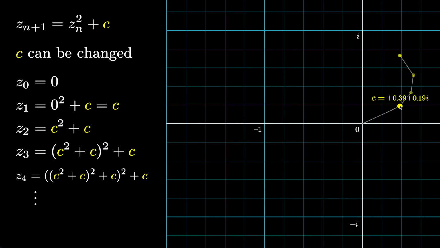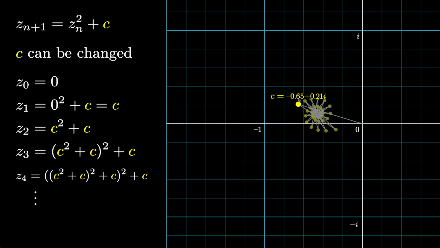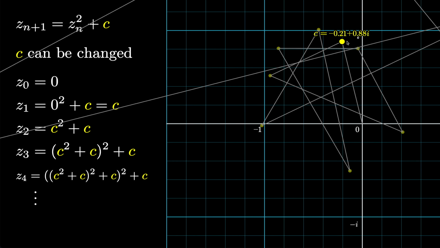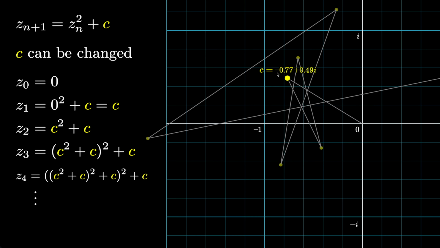So if I keep doing this many different times for the first many values, for some choices of c, this process remains bounded. You can still see it all on the screen. And other times it looks like it blows up, and you can actually show that if it gets as big as 2, it'll blow up to infinity.